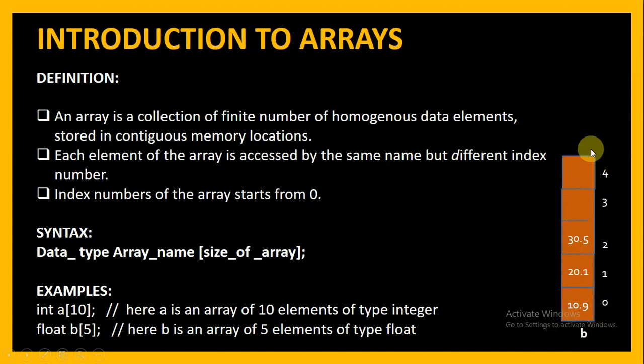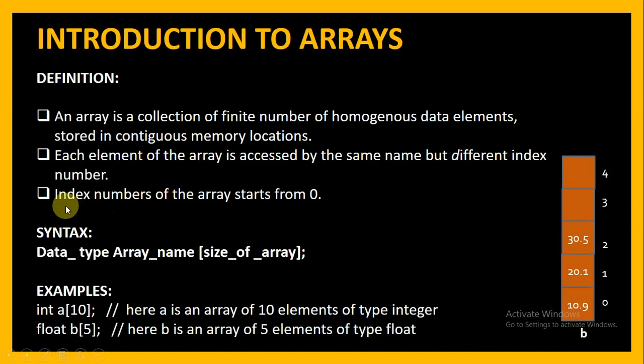As you can see here, this is an example of an array in which all the elements are stored one after the other. Now we cannot have the element 0 here, then 1 here, then 2 here in a haphazard fashion. They must be stored in contiguous memory locations. Each element of the array is accessed by the same name but different index number. So if the name of the array we say is B, then all the elements will have the same name B, but different index numbers like 0 for the first element, index number 1 for the second element, index number 2 for the third element, index number 3 for the fourth element, and index number 4 for the fifth element.